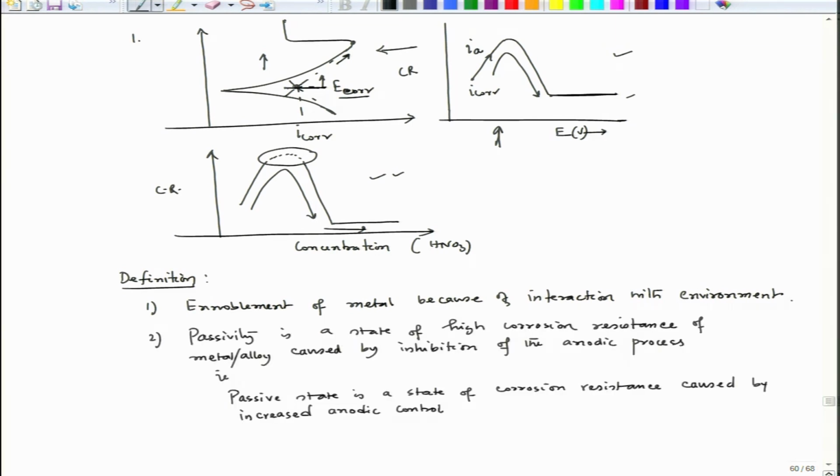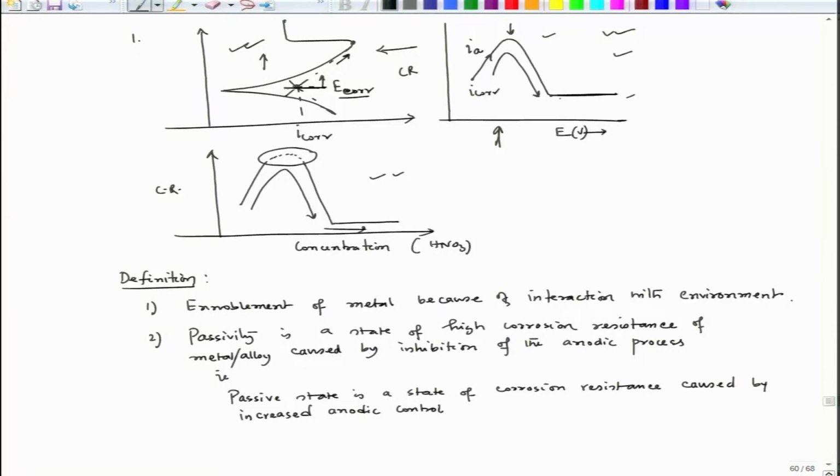The second statement is, passivity is a state of high corrosion resistance of metal and alloy caused by inhibition of the anodic process, or we can say that the passive state is a state of corrosion resistance caused by increased anodic control. If we compare this graph, we could see that this decrease in corrosion rate is taking place because of anodic polarization. So, we are getting into the anodic control, on the anodic side of the metal, where our expectation is that the dissolution would increase, but instead it decreases, of course, after reaching a maximum. Here also we could see that it reaches a maximum and then reduces with the increase in potential.